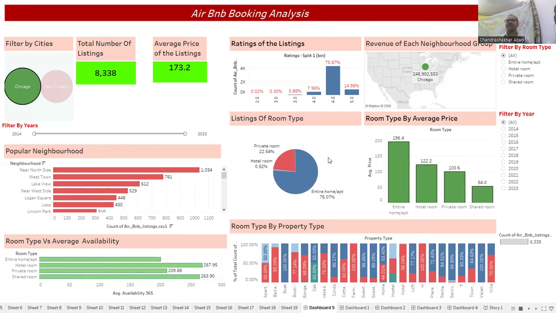If we talk about the average price by room type, the entire home apartment has the highest average price of 196, while the shared room has the least average price, that is 54, private rooms have an average price of 100.6, and hotel rooms have an average price of 108.122. Here also, if we talk about occupancy and availability, hotel rooms and shared rooms are available most of the days over the year, while the entire home apartment and private rooms have the highest occupancy rate.